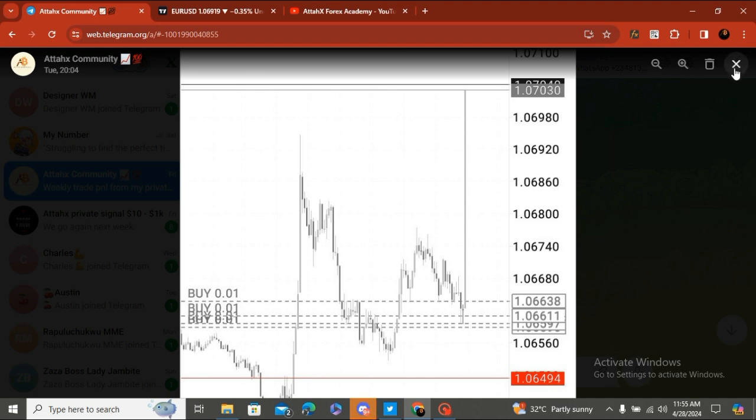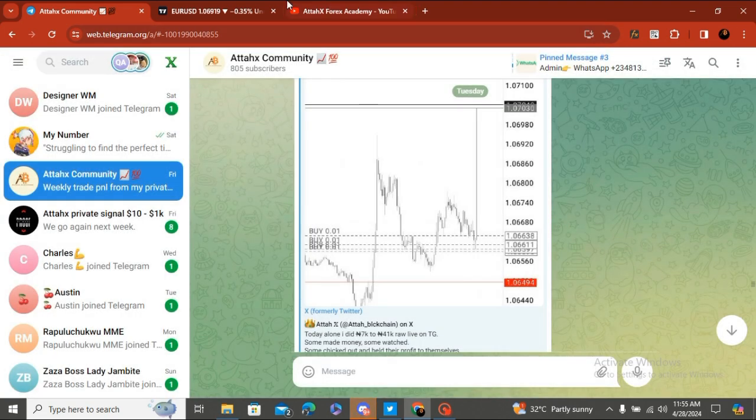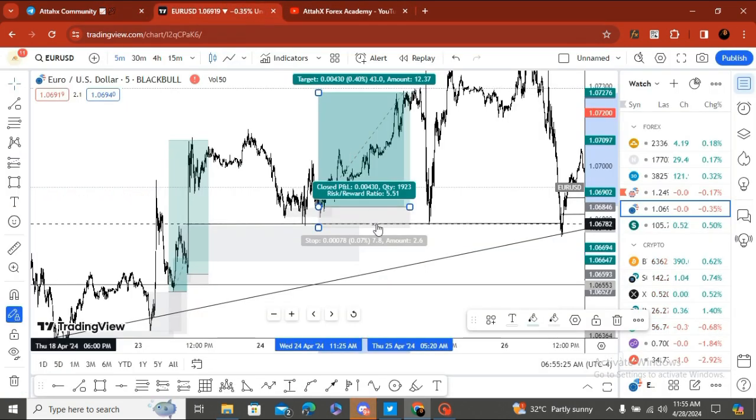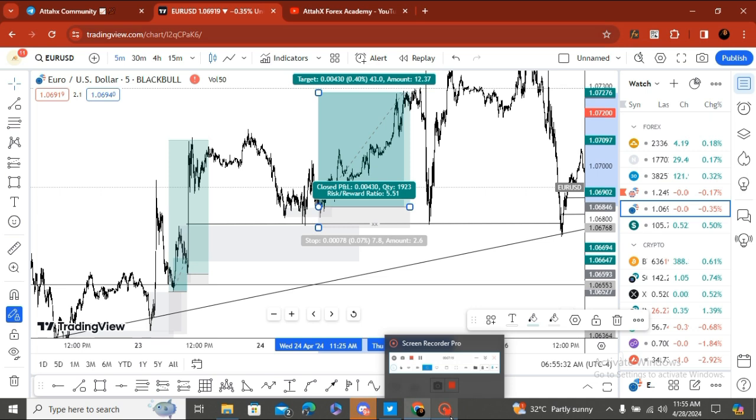So it's advisable for you to go back to your charts and backtest this simple entry point pattern. It is also going to help you confirm your trade bias, your trade projection.